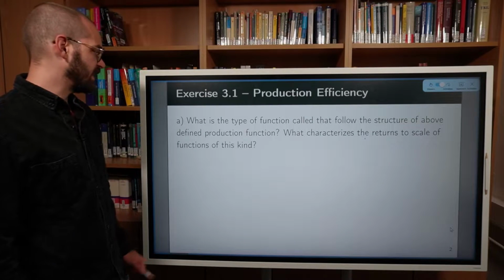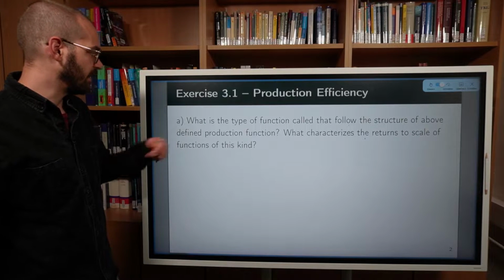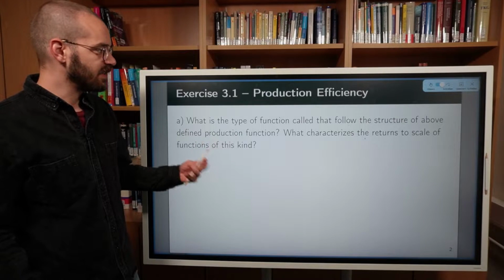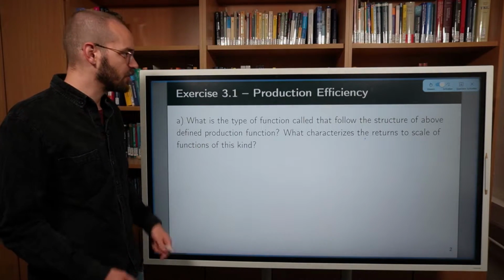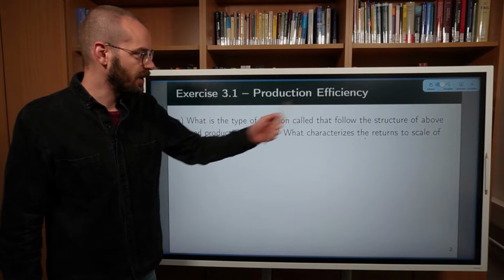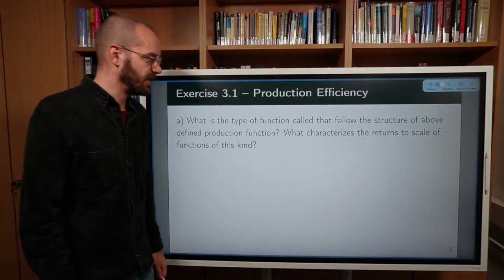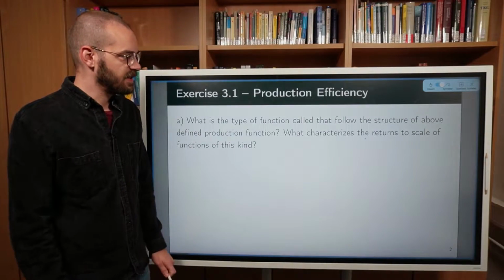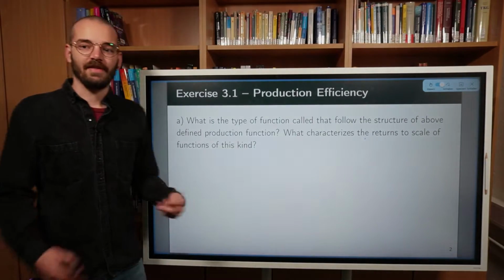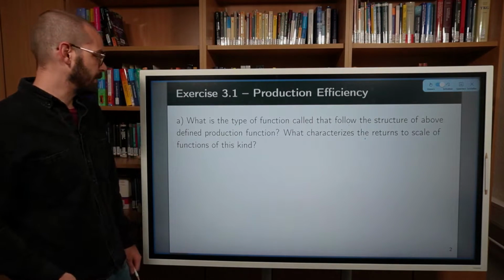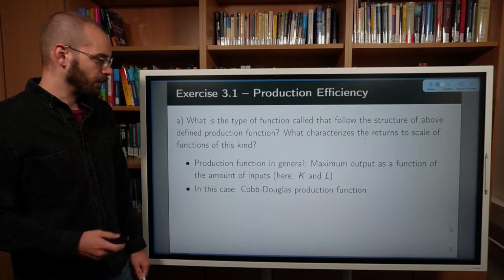Alright, in this first task we are asked to name the type of function that has the structure which we just saw in the previous slide, so the structure of the above defined production function. We are also asked to elaborate on what characterizes the returns to scale of a function of this very specific specification.